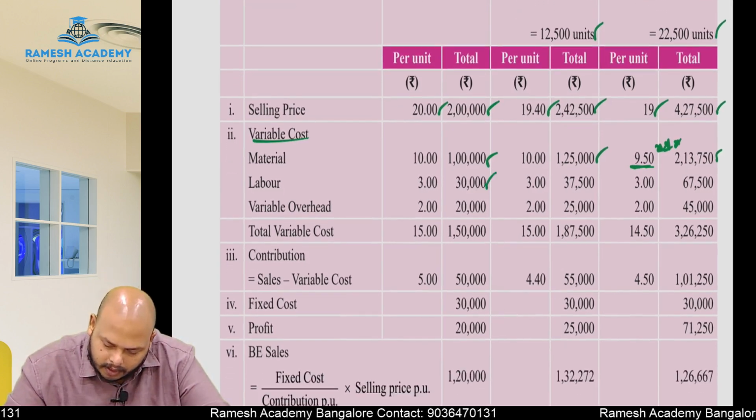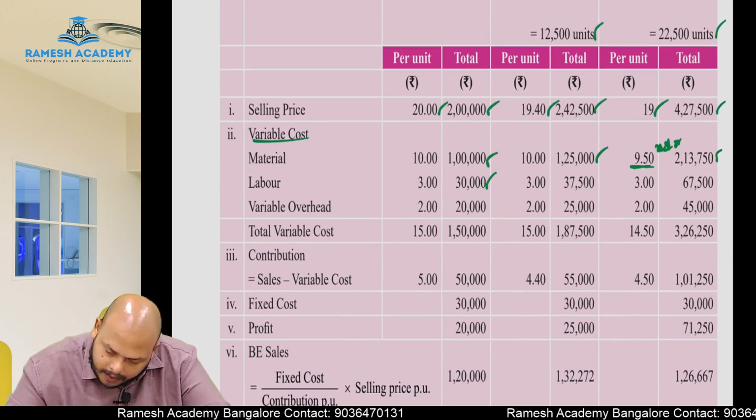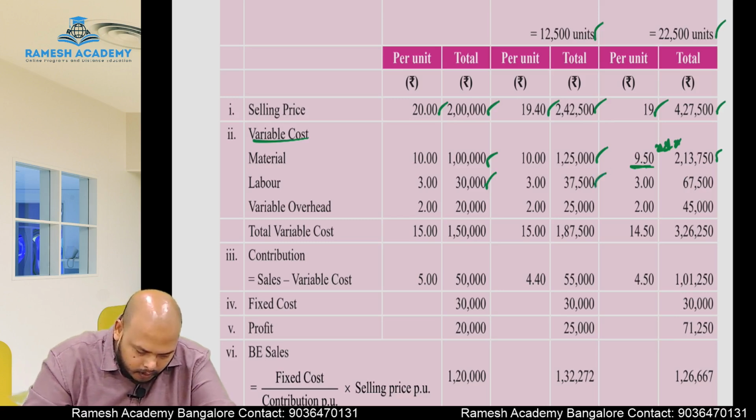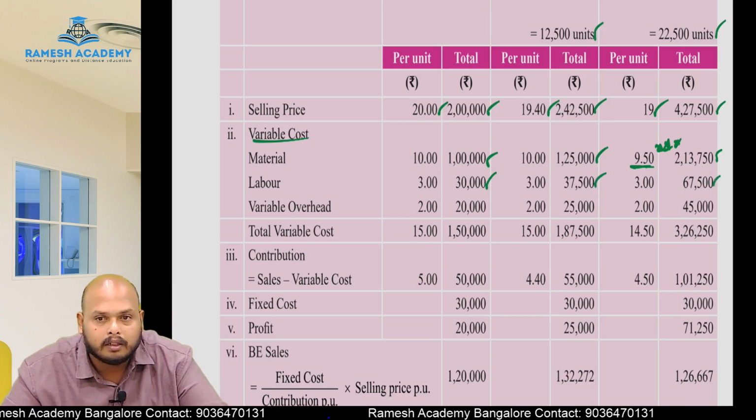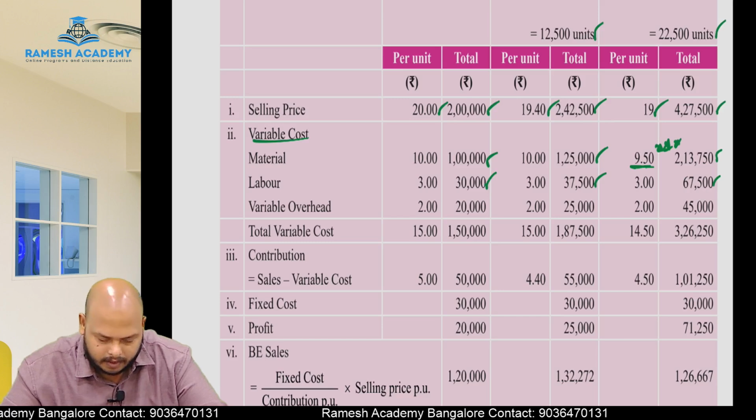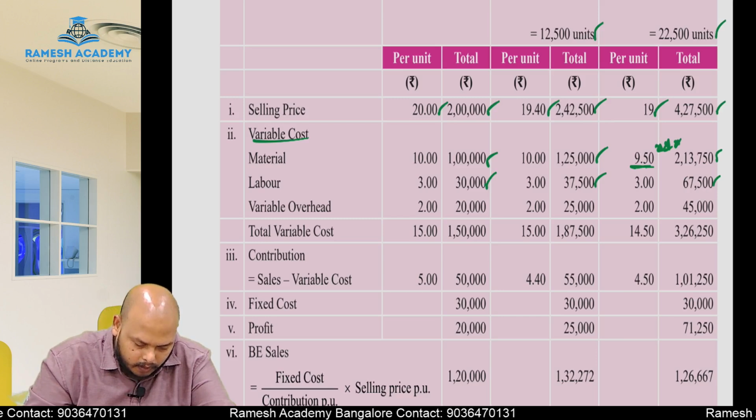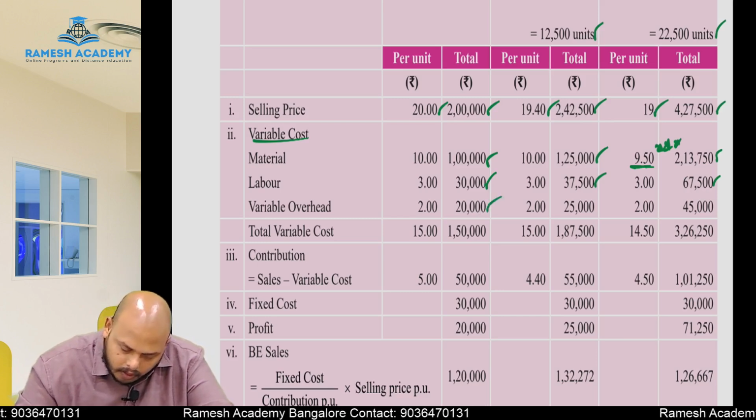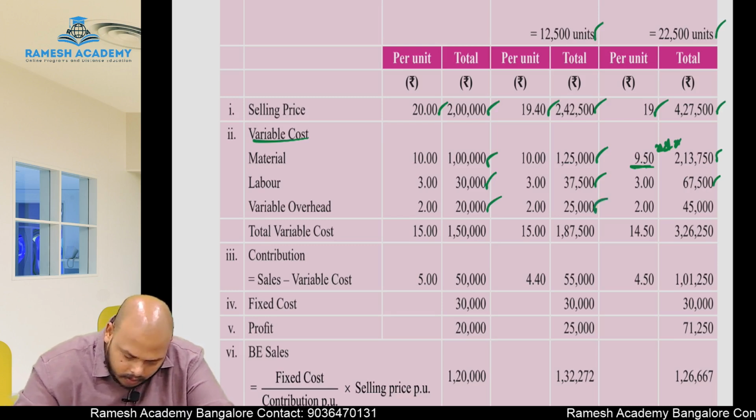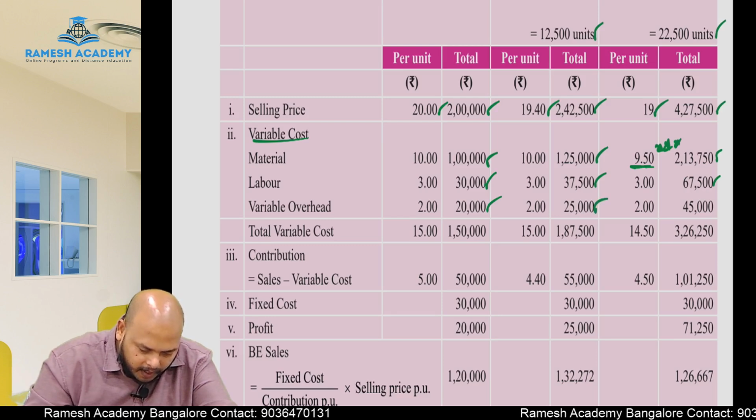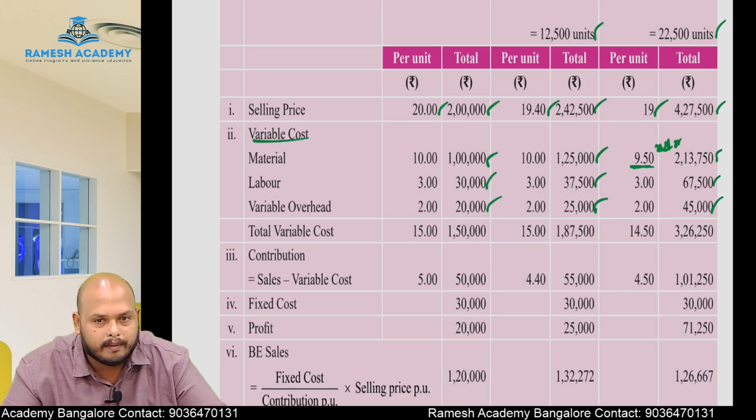Labor 3 rupees. 10,000 into 3, 30,000. 12,500 into 3, 37,500. 22,500 into 3, 67,500. Okay, na? Labor is also finished. Variable overheads, how much did he give? 2 rupees. 2 into 10,000, 20,000. 2 into 12,500, 25,000. 2 into 22,500, 45,000. Okay, na? So this is the variable cost.